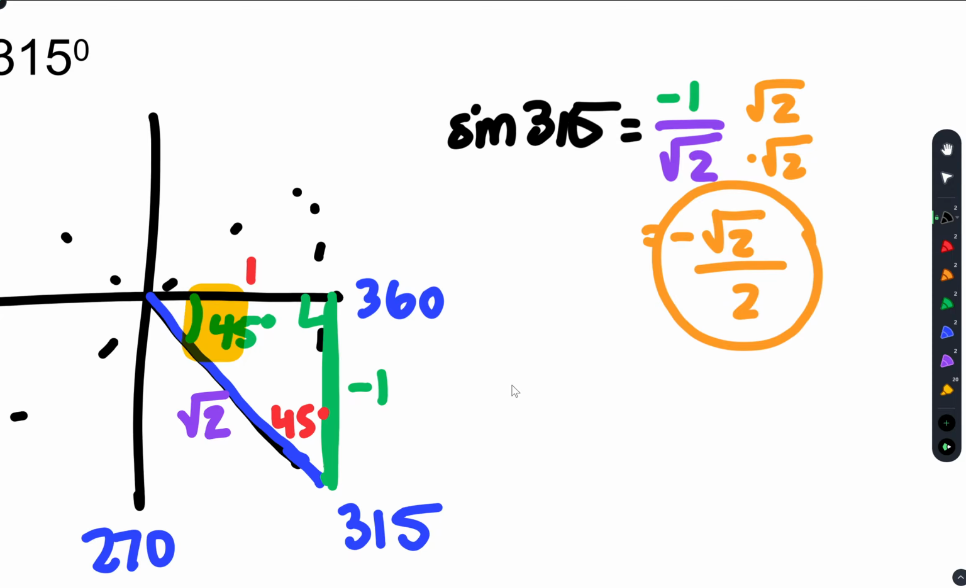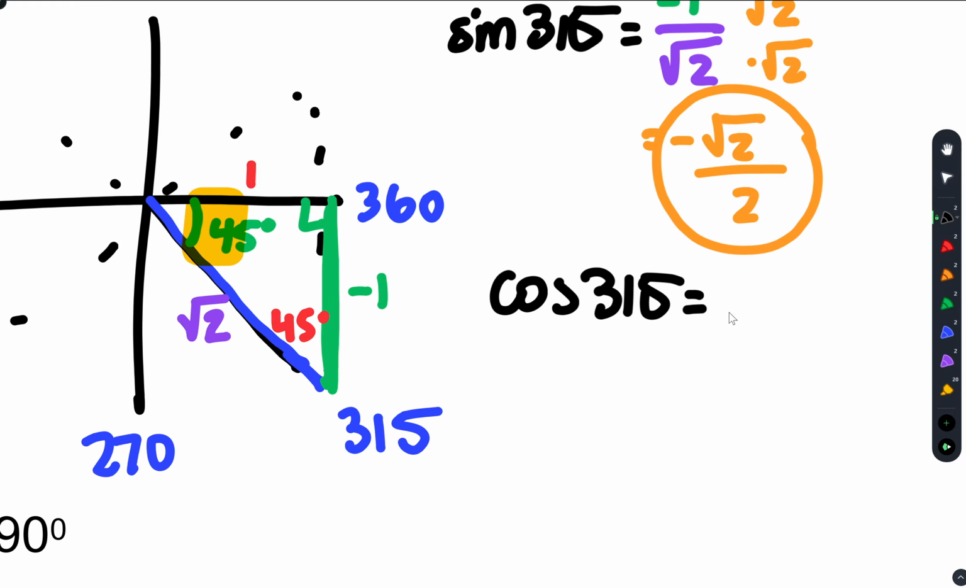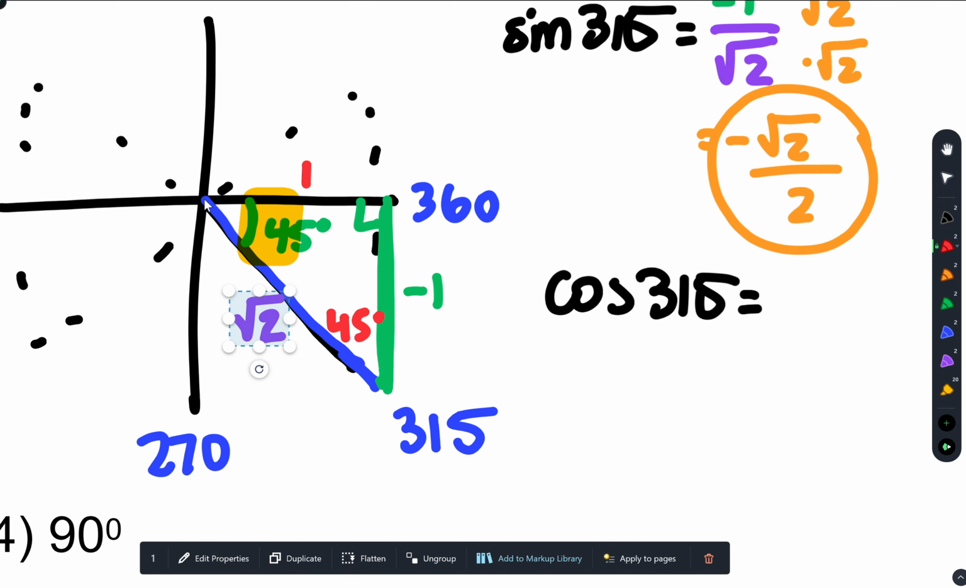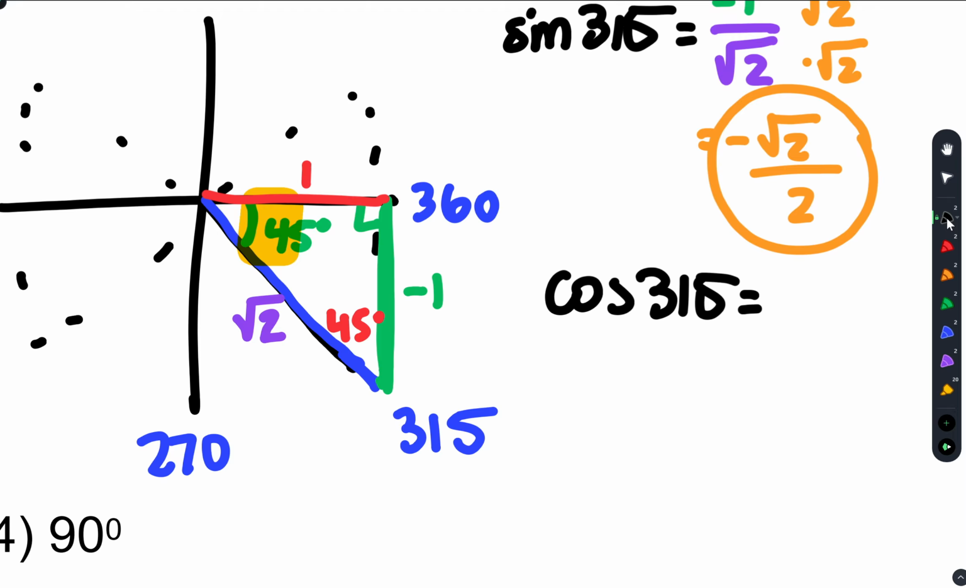I'm going to do the same thing for cosine. Hey, guess what? When I do cosine, I also end up with 1 over radical 2, and I know I'm going to need to rationalize that, so let's just copy this. The only difference is it was 1 over radical 2 instead of negative 1 over radical 2, so this is just going to end up as a positive radical 2 over 2.